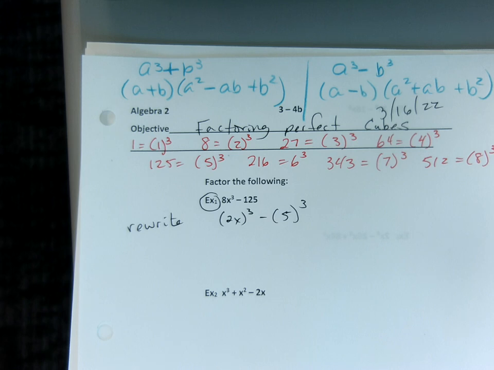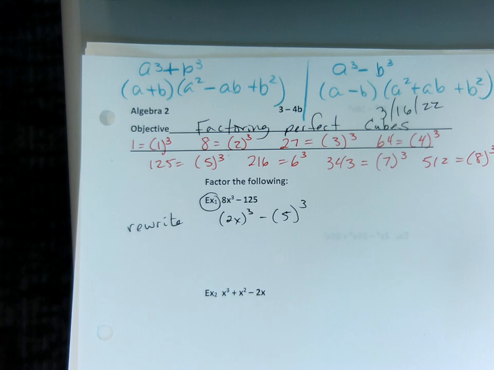Do you understand why I did this? There's my 8. Isn't 2 cubed 8? Yes. And isn't 5 cubed 125? Right? So (2x) cubed is the same as 8x cubed, because 2x times 2x times 2x is 2 times 2 times 2, which is 8, and x times x times x is x cubed.